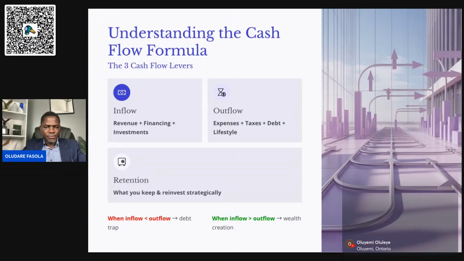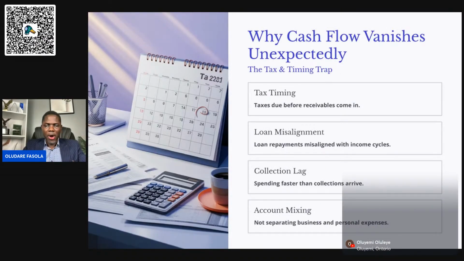When inflow is actually greater than the outflow, then there's wealth creation. So when you make more than what you spend, that is what will make your business profitable, both on paper and in cash flow. Regardless of what you are doing, your balance sheet might look very good, your cash flow statement might look very good, your income statement might look very good. If you don't have cash flow to support it, it's a problem.